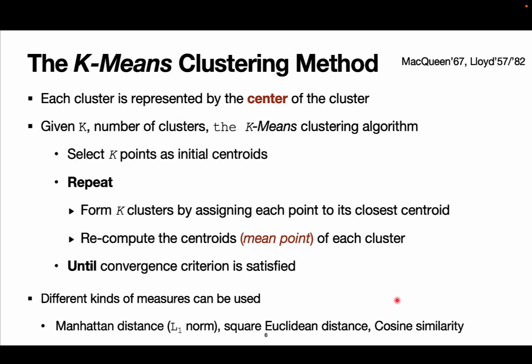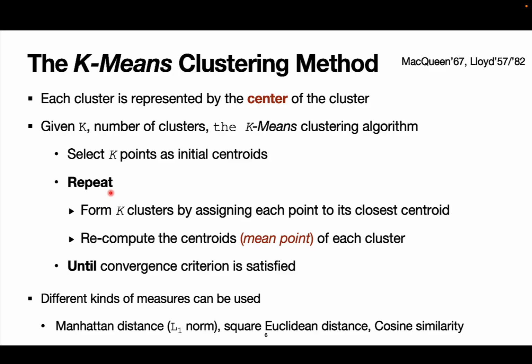The basic idea in k-means is that each cluster is represented by its center. We often call that center a centroid. Given k, the number of clusters, k-means works as follows. First, it selects k points as initial centroids. Typically, the points are generated randomly within a data range.